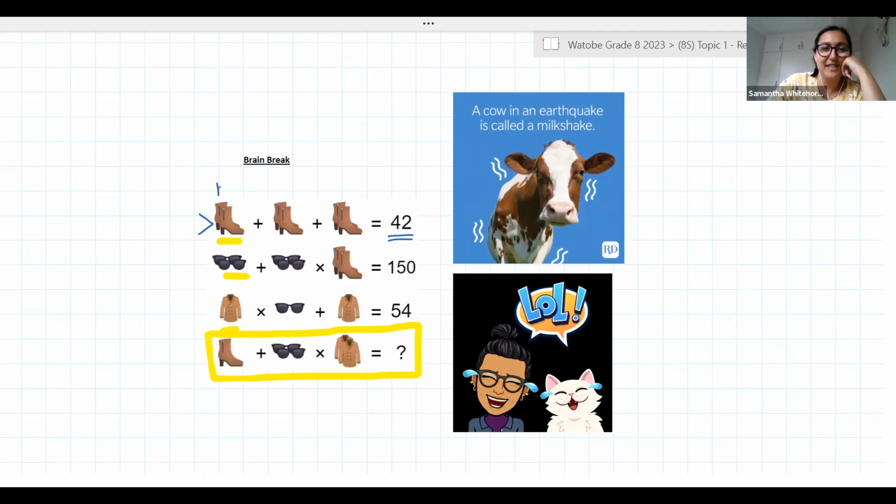14. Excellent. So guys, if I add 14 plus 14, I get 28. And if I add another 14, I get 42. So a pair of boots is 14. Esona, what would 1 boot be?